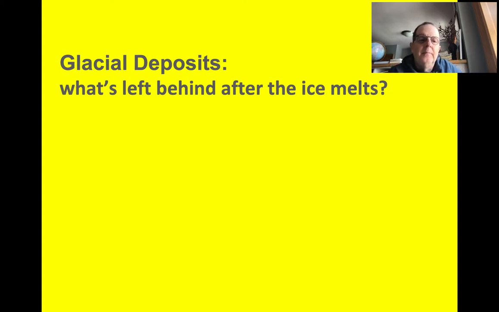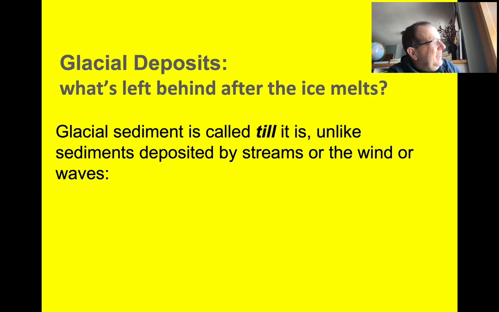Glacial deposits. What's left behind after the ice melts? Well, depending on what part of the glacier you're dealing with, and of course, the majority of glacial sediment falls under the category of what is known as till. And unlike sediments deposited by streams or the wind or waves, till, glacial till, is unsorted. It's just a pile of every size of sediment: clay, silt, sand, pebbles, cobbles, boulders.